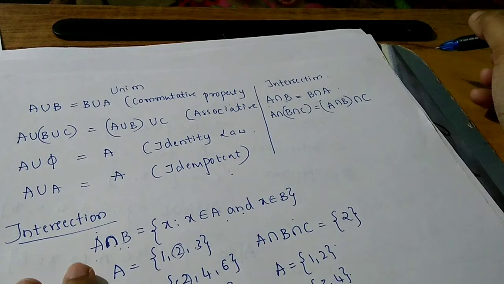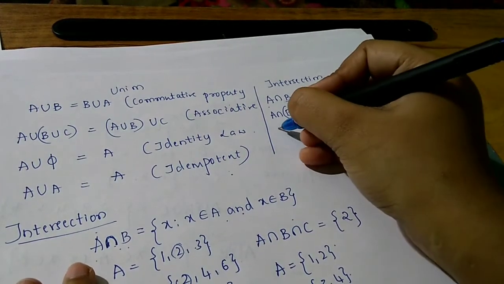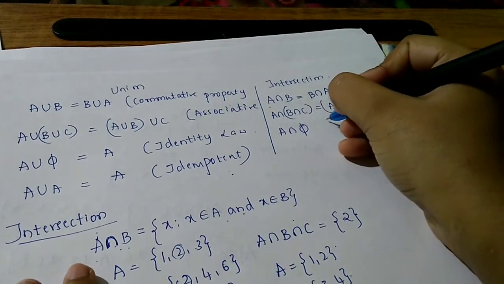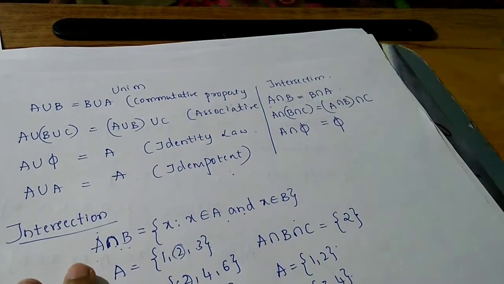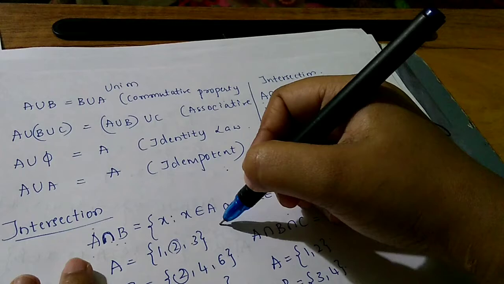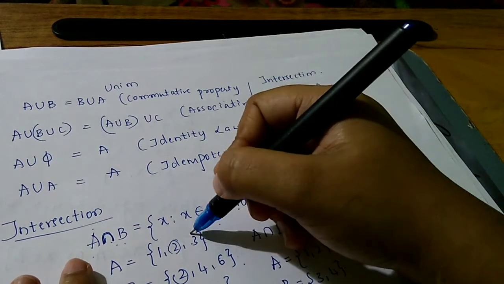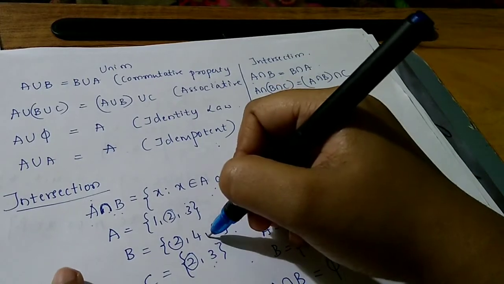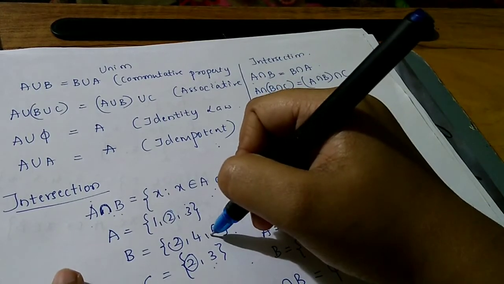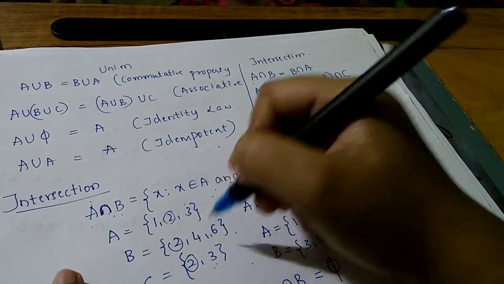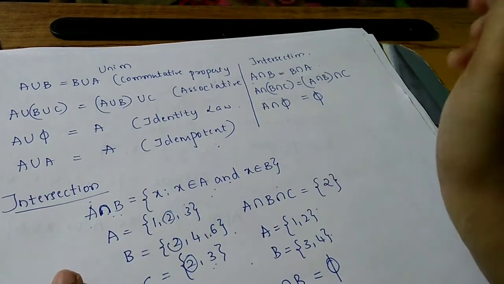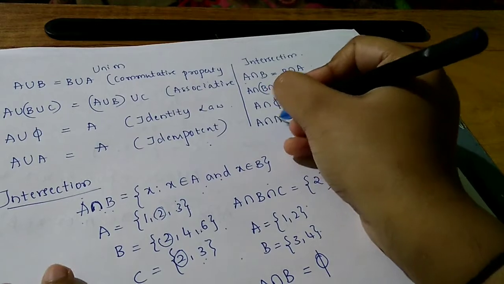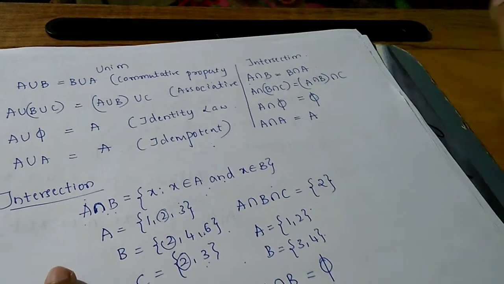So the associative property is also the same. Only there will be a change in identity. A intersection null set will be equal to what? Null set. Because if you take any set A with the null set, what will be the common element? The set which does not contain any element will be your null set. So the null set becomes your common element. Then the idempotent law is the same: A intersection A is equal to A itself.